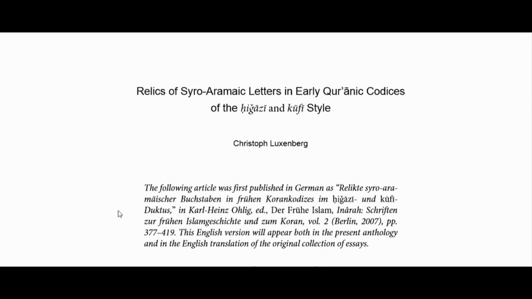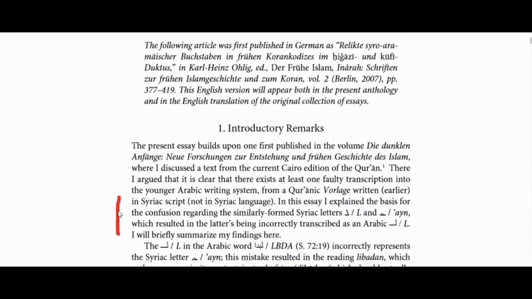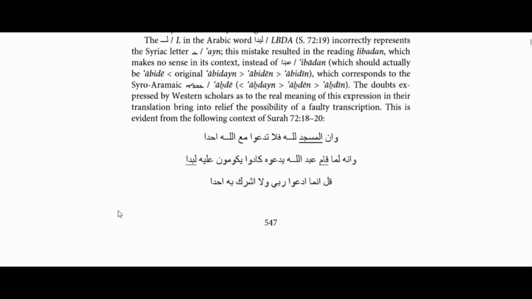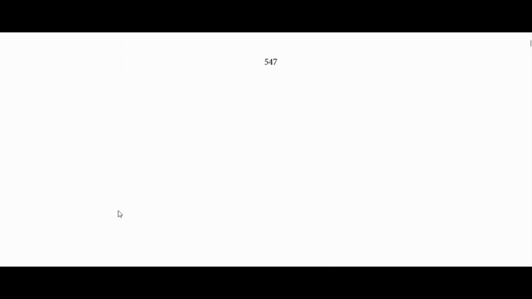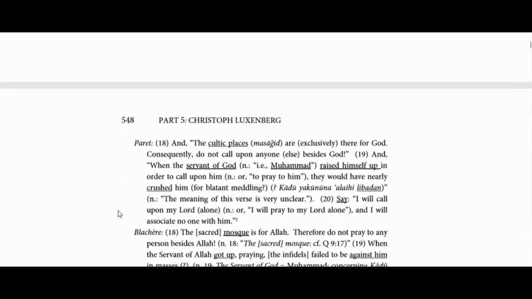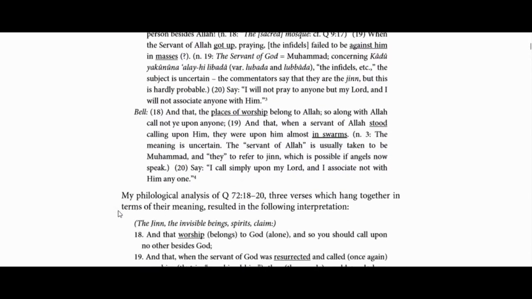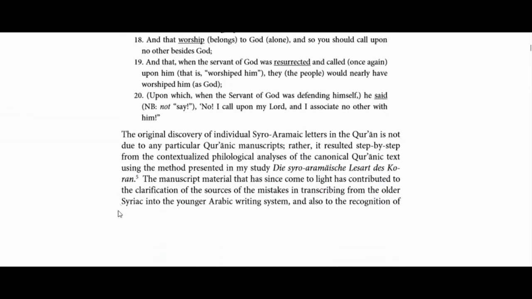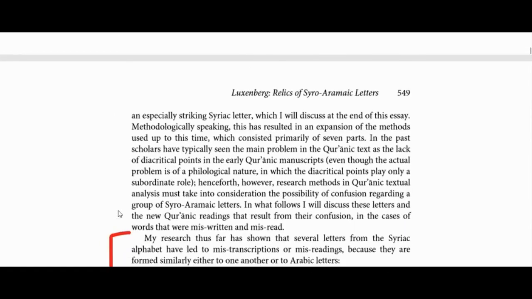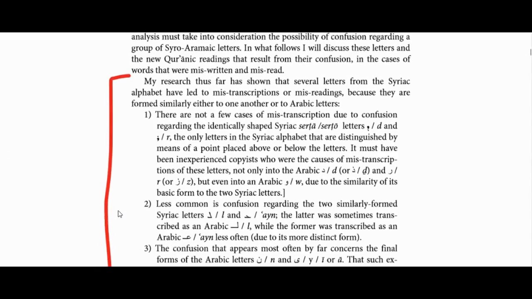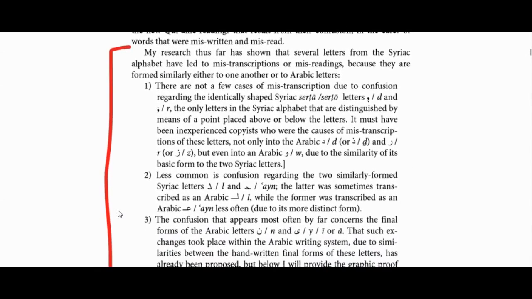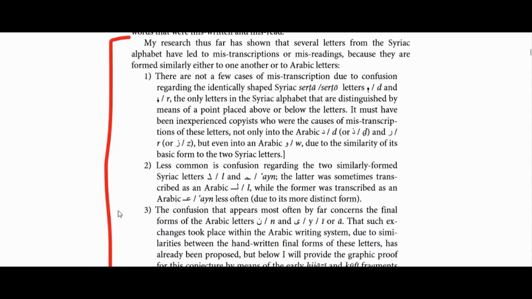So Christoph Luxenberg offers some explanations, which I'm just going to come down here. It's quite an interesting paper, but there's one piece I want to draw your attention to. So here are the different letters that were misidentified going from Syriac into Arabic.